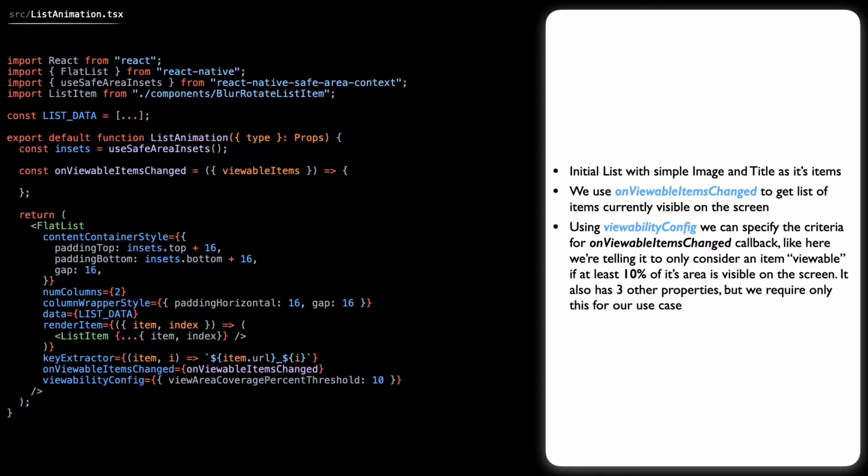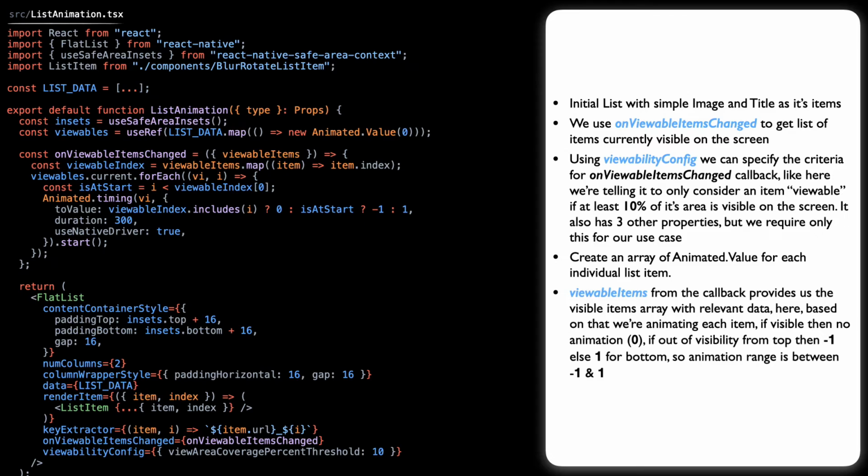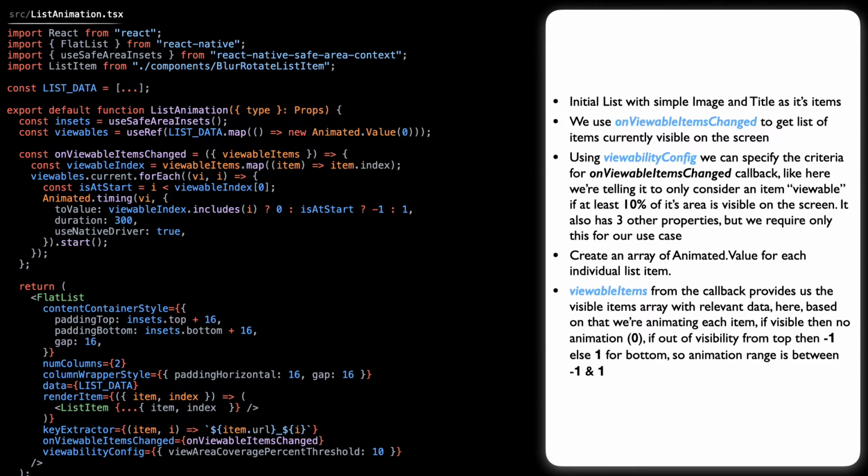So here we're gonna instead save a list of animated values for each list item. Next, in the viewable items changed callback, we're gonna loop through this, and for non-viewable items, set the animation value to 1, and in case of top, we'll set it to -1. The reason for this is because we're going to use this range to interpolate values for animation in the list item. Then finally pass the viewables as a prop.